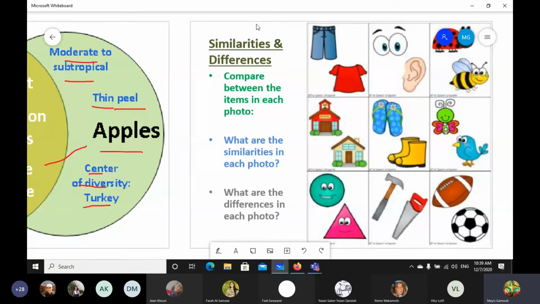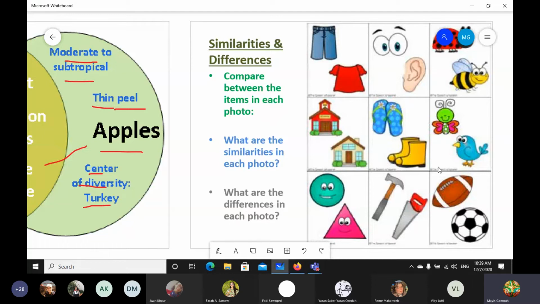So prepare it. Here we have a task which is talking about similarities and differences. We have 9 photographs in here. We have to compare between the items in each photo. What are the similarities in each photo? So here, look at the first one for a minute. And the second question is, what are the differences in each photo?